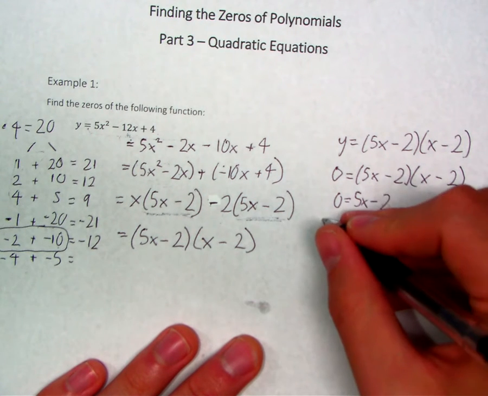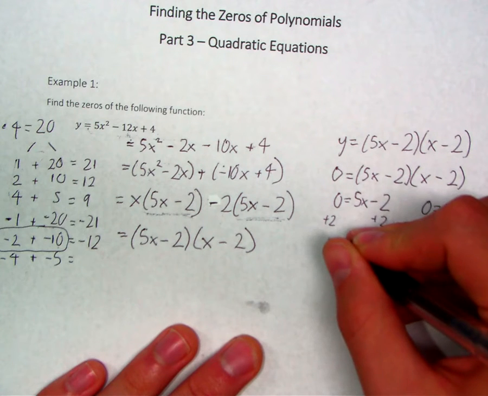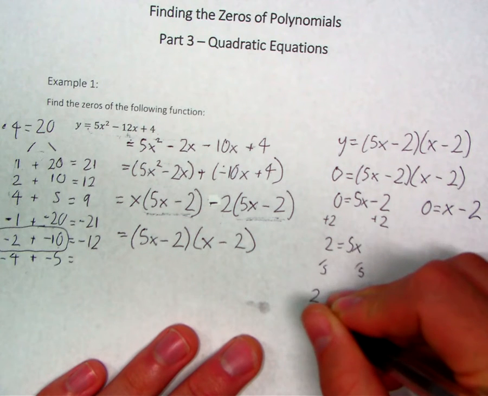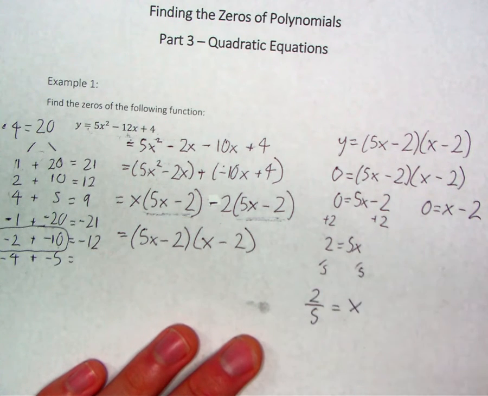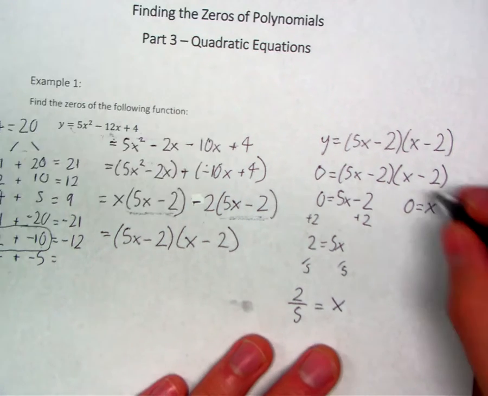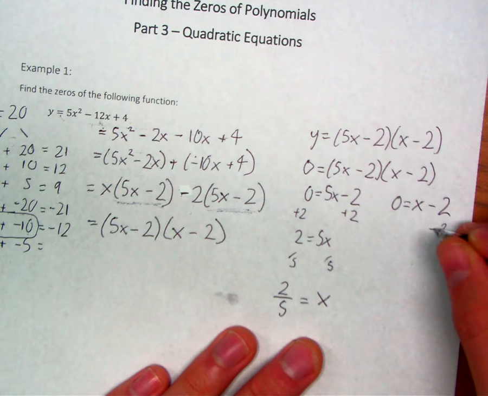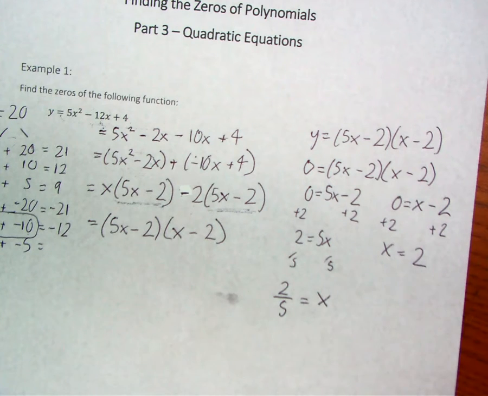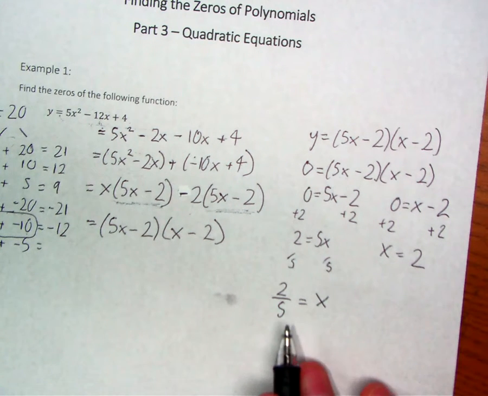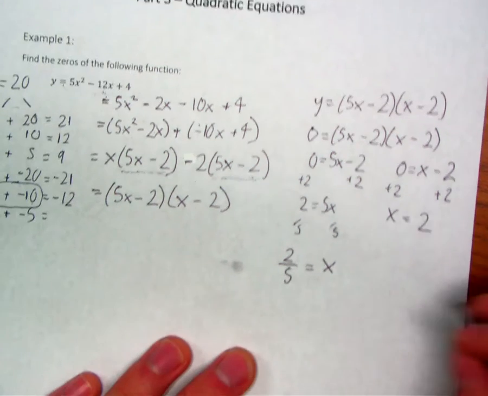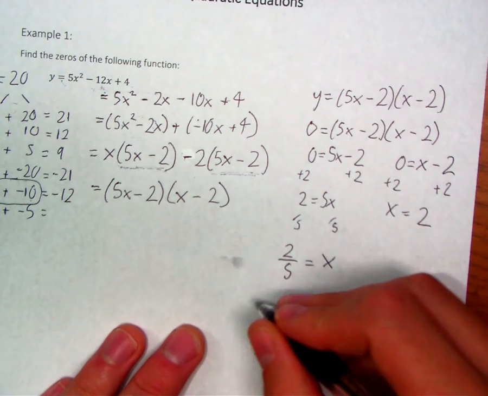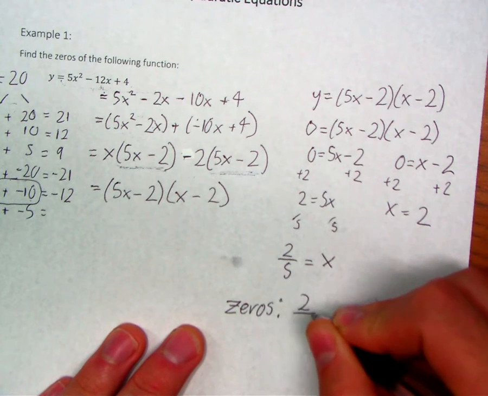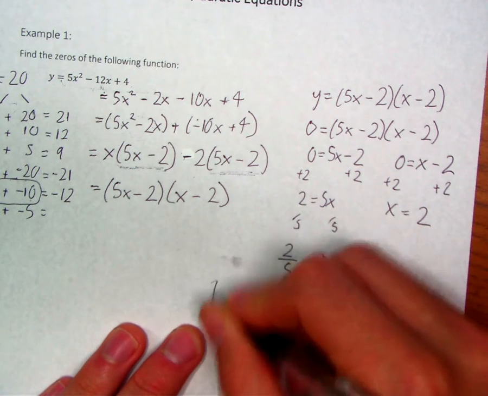So let me solve them each separately. I can add 2 to both sides, and I've got 2 is equal to 5x. I can divide both sides by 5, and then I've got 2/5 is equal to x. There you go. What about this one? Well, this one's even easier. I can add 2 to both sides, and I've got x is equal to 2. So x is equal to 2, and x is also equal to 2/5, when y is equal to 0. So I found my zeros, my x values when y equals 0. So my zeros, what are they? 2/5 and 2. And there's my answer.